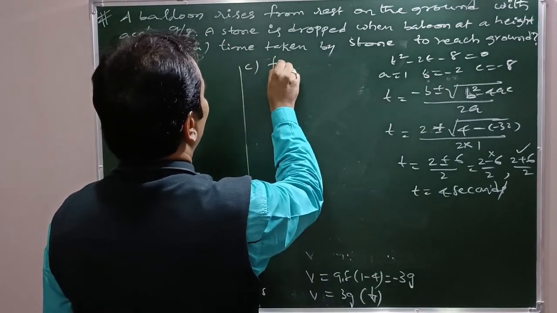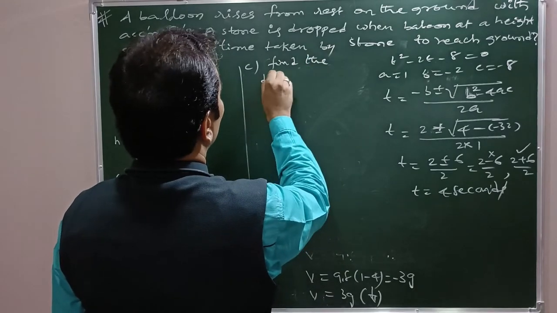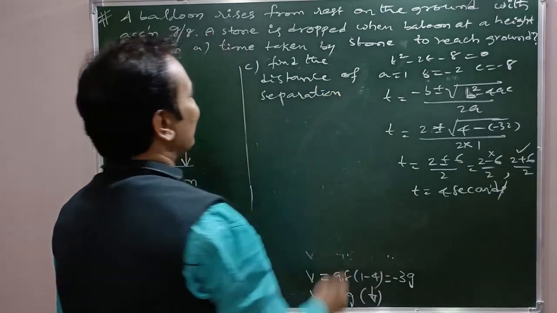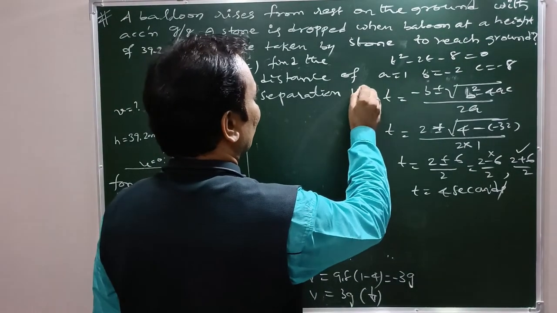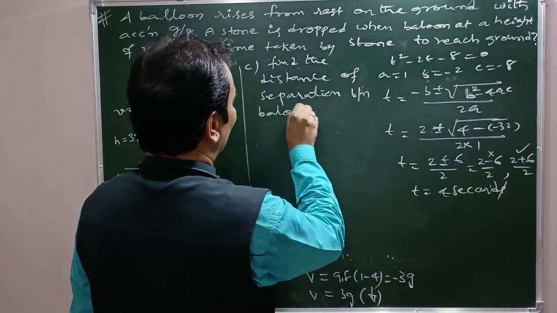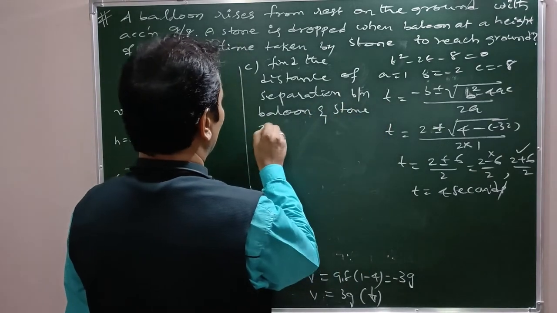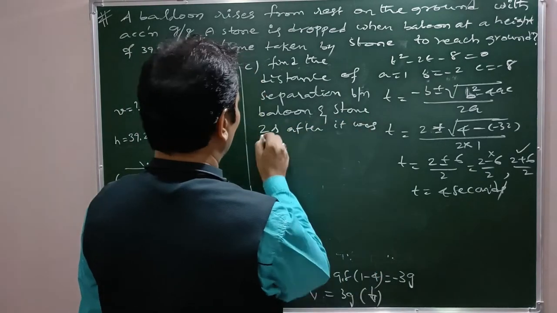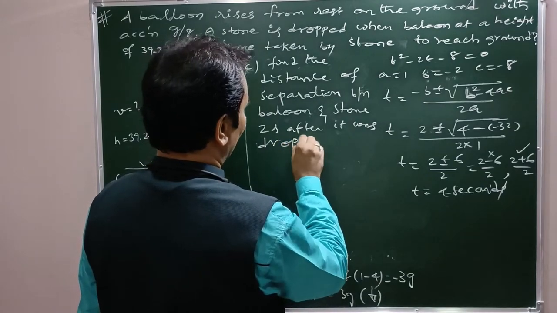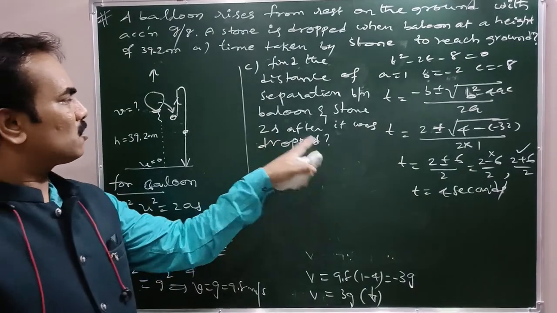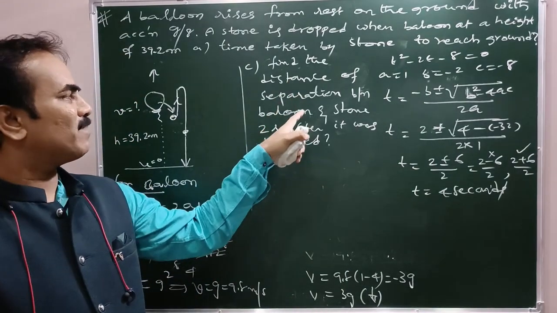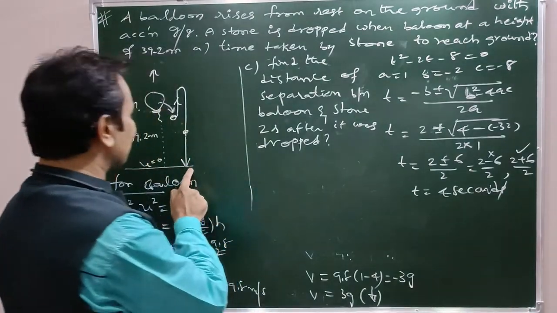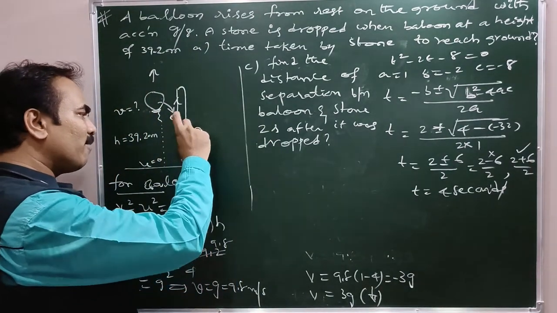Question number C: find the distance of separation between balloon and stone 2 seconds after it was dropped. It was dropped means the stone was dropped. After 4 seconds it strikes the ground, but after 2 seconds it lies somewhere in the middle.